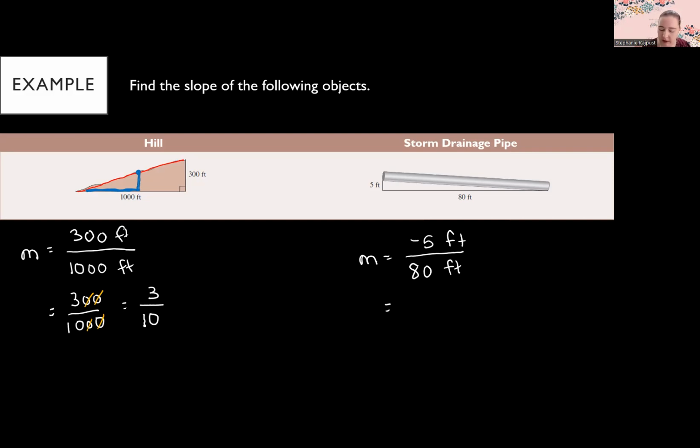So our units of feet cancel, and we have -5 over 80, which we can reduce. So I can divide those both by 5, which gives us -1 over, just grabbing my calculator, 16. So the slope of this drainage pipe is -1 over 16. And if you are more comfortable thinking of that in terms of decimals, you can divide that as -0.0625. So negative slopes, you want to think of these as going down, positive slopes are going up.